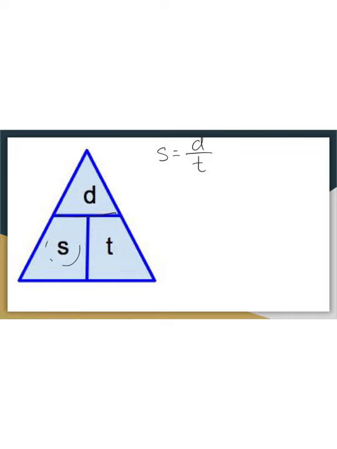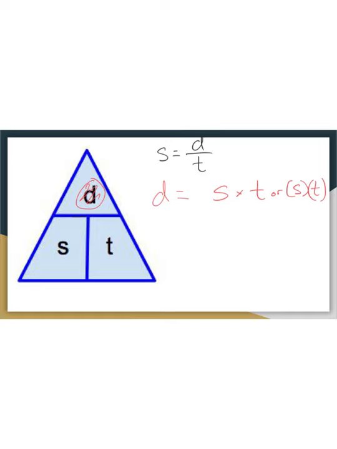Now, if I were to rearrange that to find a different variable in that formula, what would it be? If I wanted to find, for example, distance, I would cover that up. So now I have D is equal to the two letters left over, which is S and T. Since they're next to each other, that means that they are multiplied by each other, or another way is just to put parentheses around them. So that means that distance is speed times time, or speed multiplied by time.